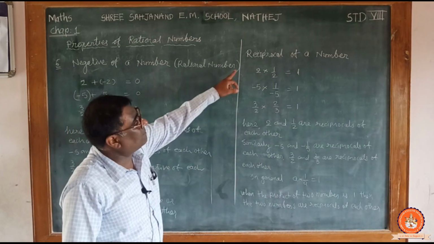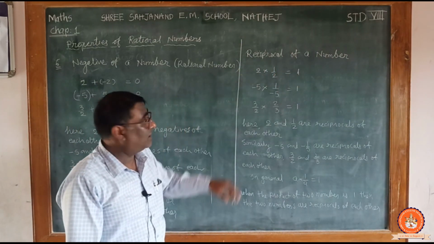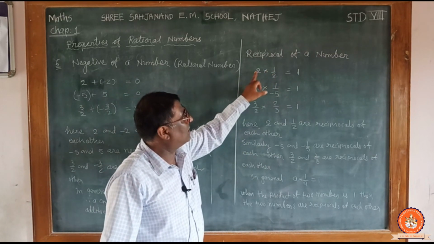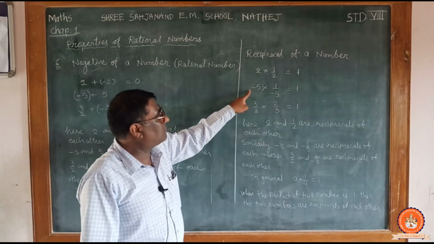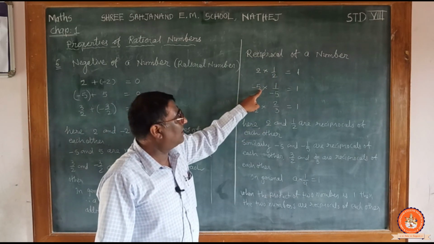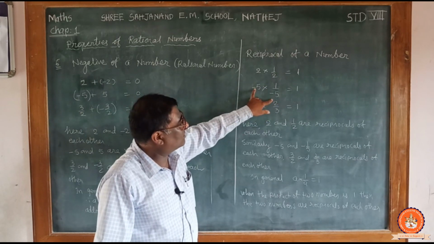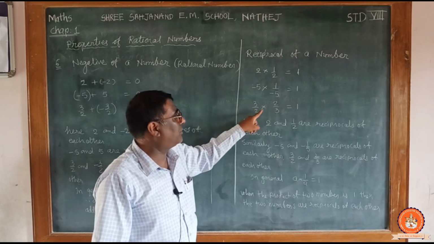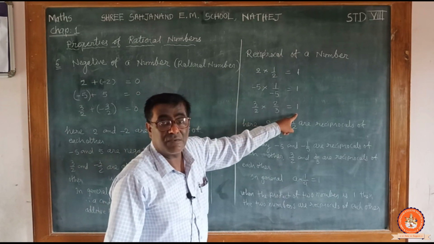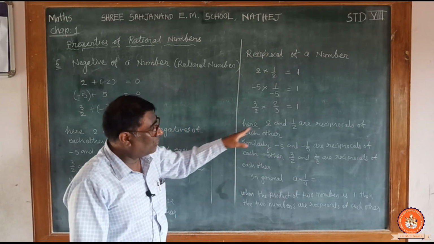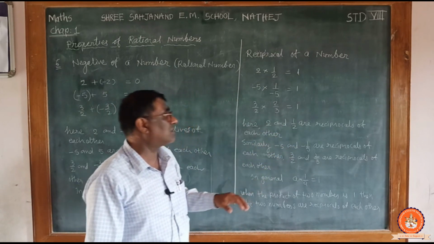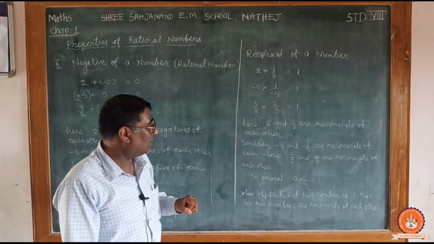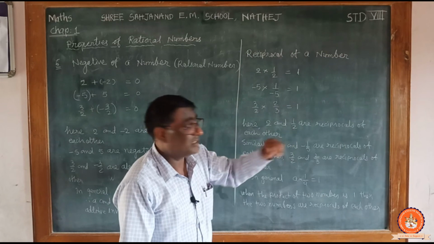Now reciprocals of a number. See, 2 multiplied by 1 upon 2. So 2 gets cancelled and 1 is the answer. Minus 5 multiplied by 1 upon minus 5, the answer is 1. 3 upon 2 into 2 upon 3 gives the product 1. So here 2 and 1 upon 2 are reciprocals of each other. When they are multiplied, the answer is 1.